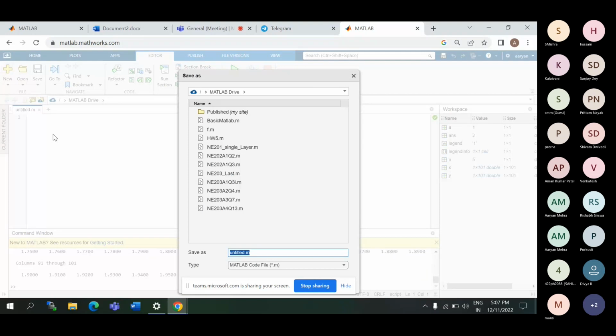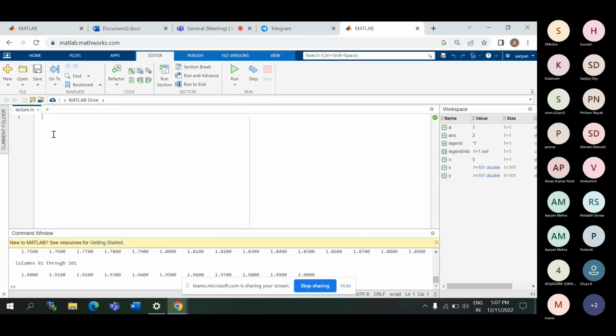Let's save it as lecture.m. So always save with .m at the end. It means it's a MATLAB extension. So always put .m at the end and just save it. So your file name is lecture.m.